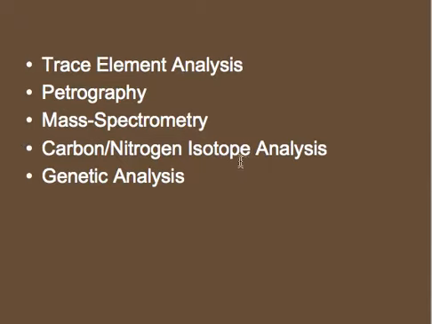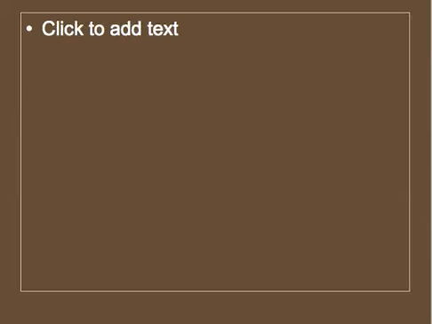Carbon isotope analysis, nitrogen isotope analysis, you're looking at diet through an analysis of the isotopes in the bone. And genetics, right? You can look at migrations of people and relatedness. Okay, so that's archaeometry.